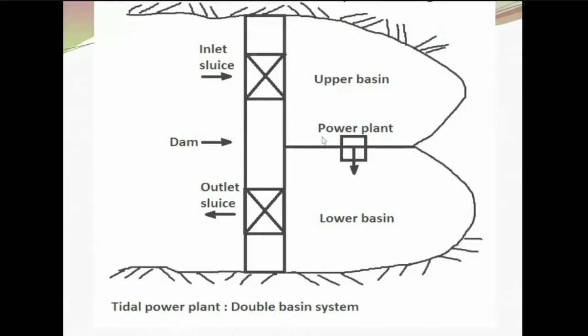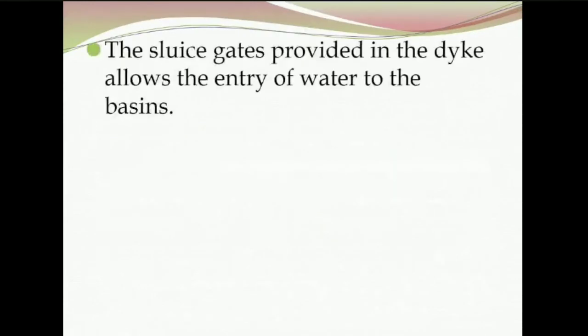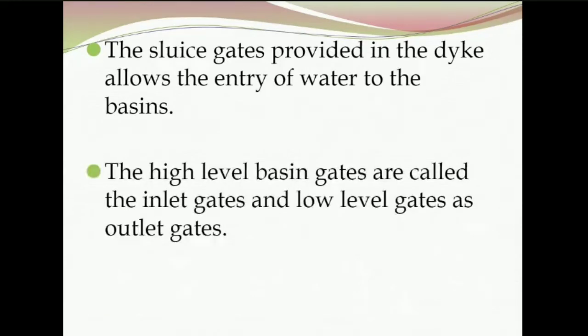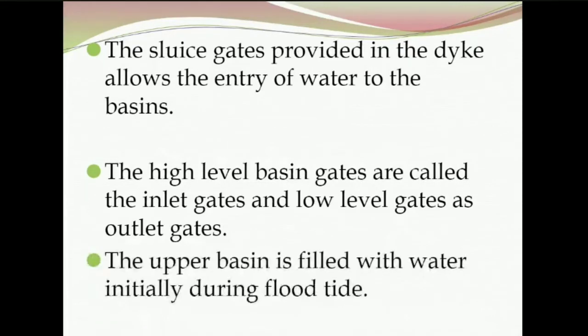Then between the upper basin and the lower basin, again we are having a sluice. Then one more sluice is there between the sea and the lower basin. So sluice gates are provided at different locations. The sluice gates provided in the dike allow the entry of water to the basins. The high-level basin gates are called the inlet gates and the low-level gates are outlet gates.